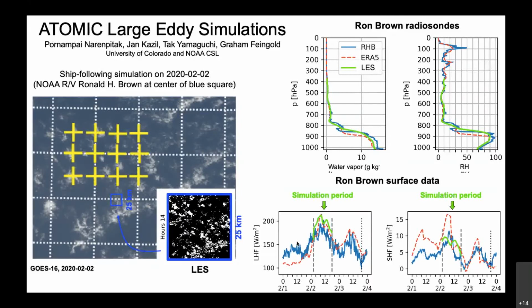And they had this simulation of surface heat fluxes, latent and sensible heat flux, for their simulation period, and they show some differences between the model, ERA5, and LES, and then shipboard measurement of their fluxes. So I think they are trying to investigate what causes this difference, and hopefully they can lead to improvement in the surface boundary layer parameterization.